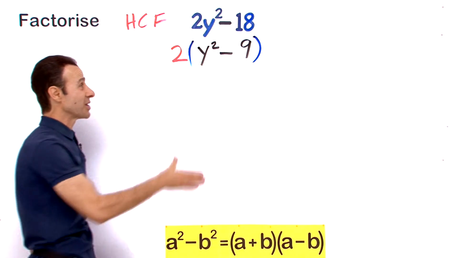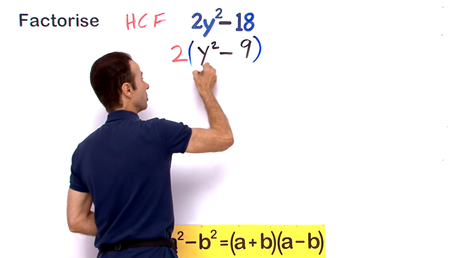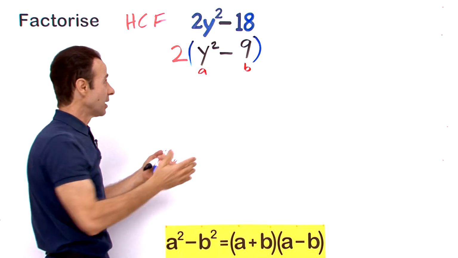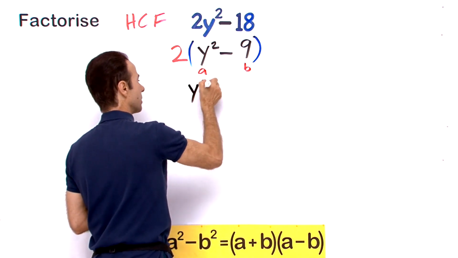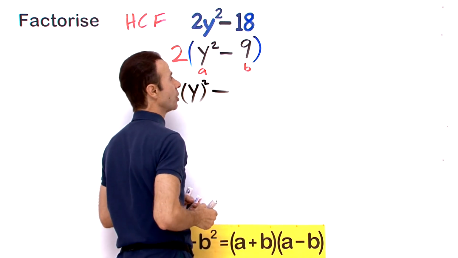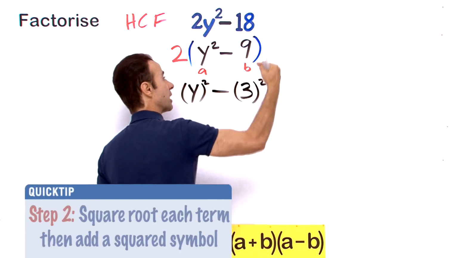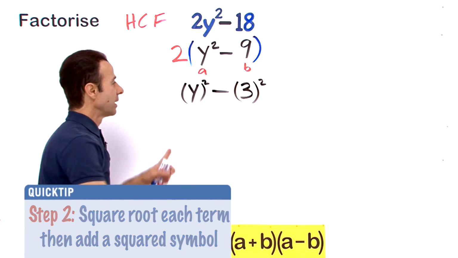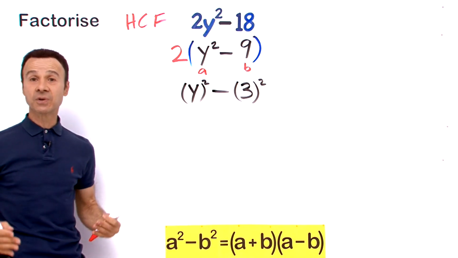It's a difference of two squares in the brackets. So if I put down a and b, this y squared could be a and b could be there. So you square root y squared, you get y, then you square it again, and then you subtract. What's the square root of 9? It's 3. Put brackets around it and square it. Now nothing's changed. 9 is the same as 3 squared, and y all squared is the same as y squared. Now we can put these into this pattern and factorize it as a difference of two squares.